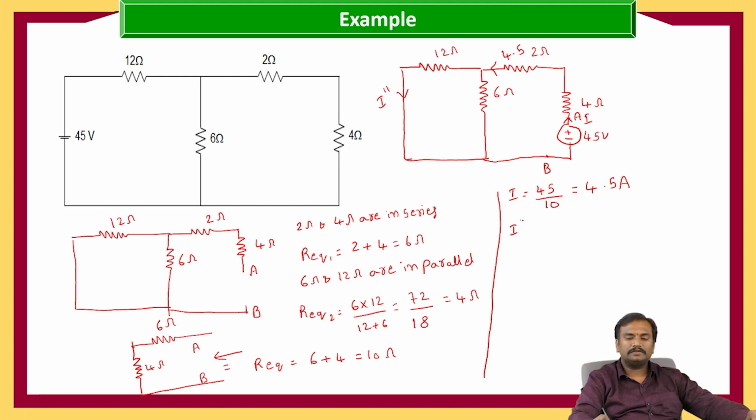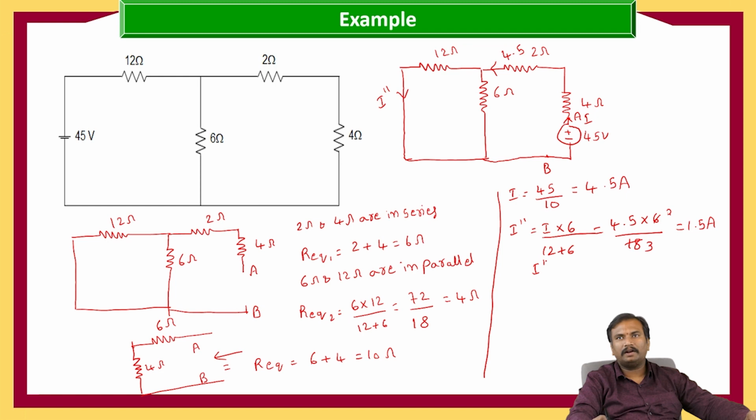So I double dash is equal to I into the opposite resistance, 6 by 12 plus 6, which is equal to 4.5 into 6 by 18. 6 ones are 6, 6 threes are 18, so 4.5 by 3, that is 1.5 amperes. So we got I double dash as 1.5 amperes.